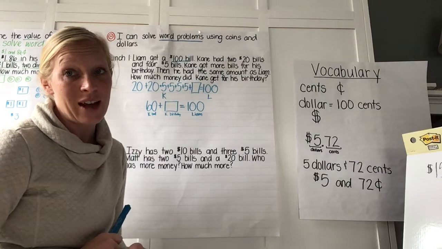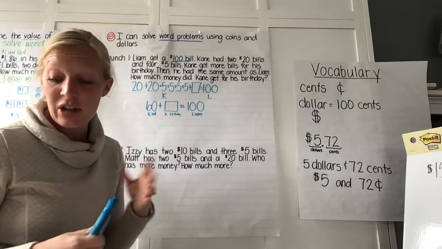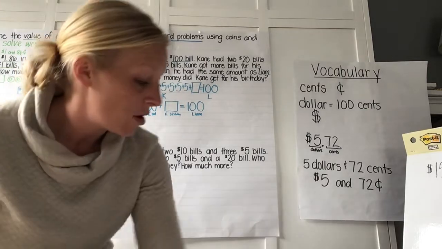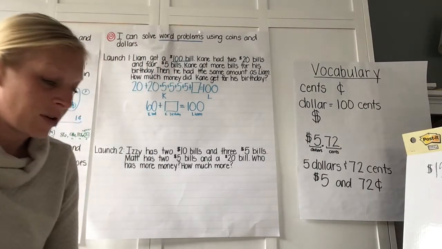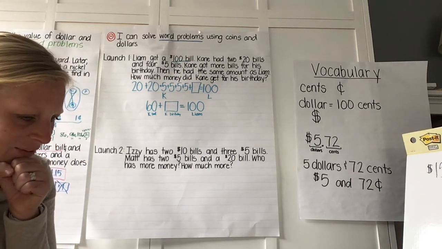How could you show that to me? Either using numbers or we have our equation written. How can you use that to show me what Kane got for his birthday? Ooh, you're using a number line? I love it.